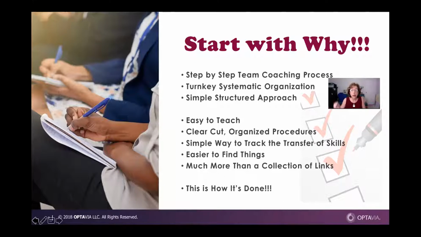It's clear-cut. There are organized procedures that tell exactly how many training calls, for example, a new coach should do: 2 where the mentor does it for them, 2 where they do it together, 2 where the new coach does it and the mentor listens. So very organized. And it's a really easy way to track the transfer of skills. It's much easier to find things. It's actually much more than just a collection of links. And this is how it's done. This is how our coaching system is supposed to work. So, okay, now we can go to the next slide.